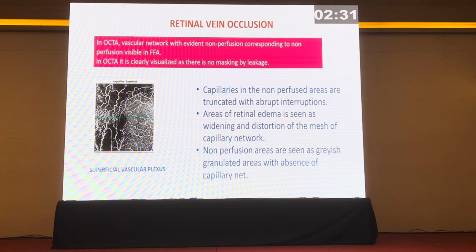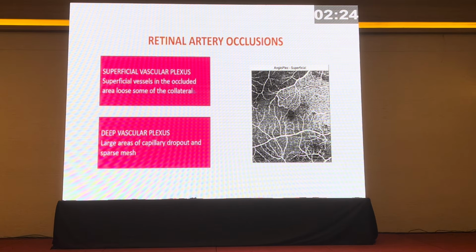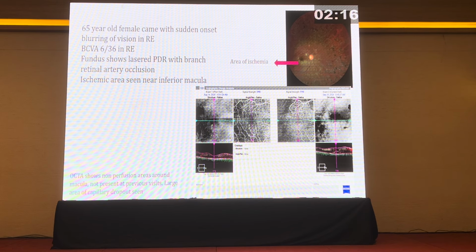Non-perfusion areas are grayish granulated areas. So in an RVO, you can see the deep vasculature also showing these changes. Artery occlusions, superficial and deep, they are completely occluded and drop out, and a sparse mesh will be there. Alright, so this is an artery occlusion. You can see the loss of capillaries in that particular region.